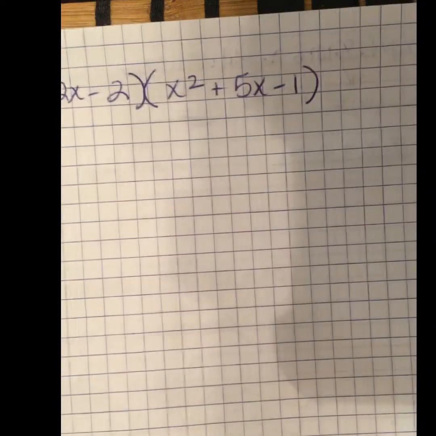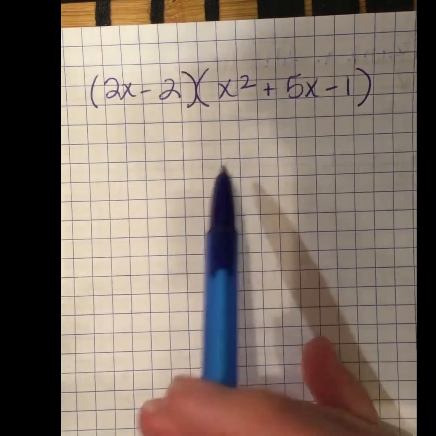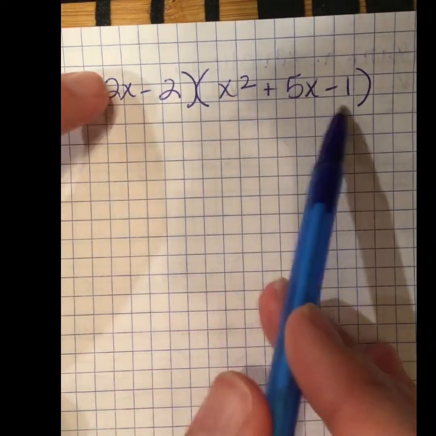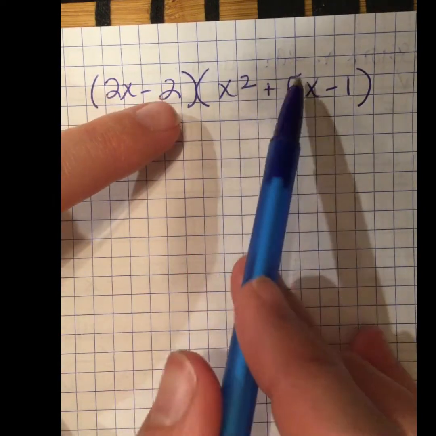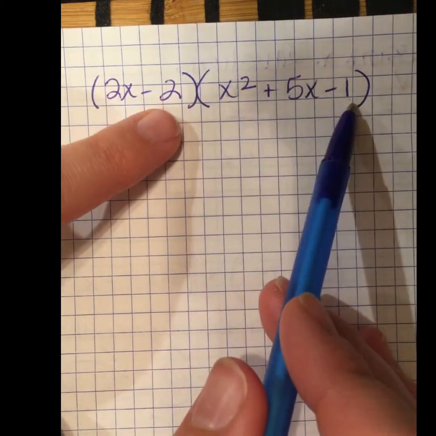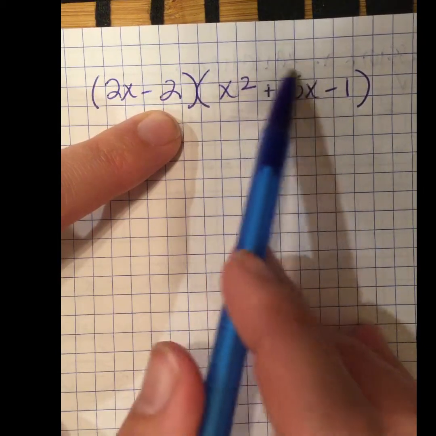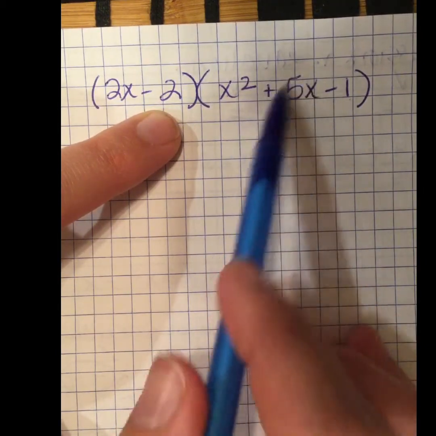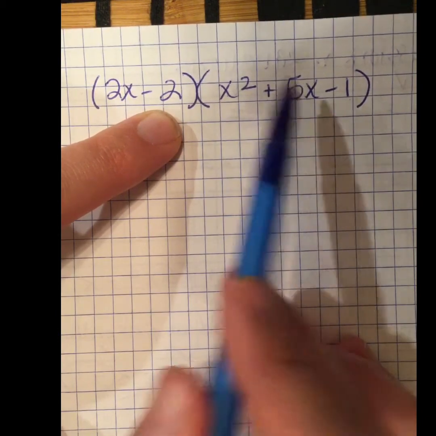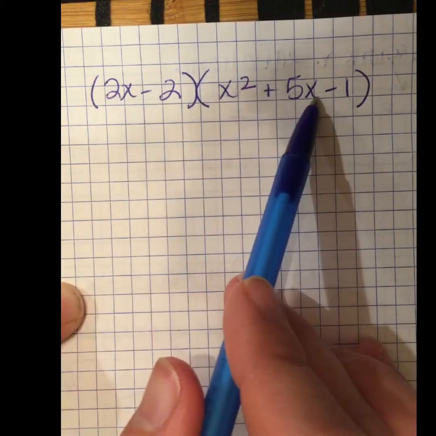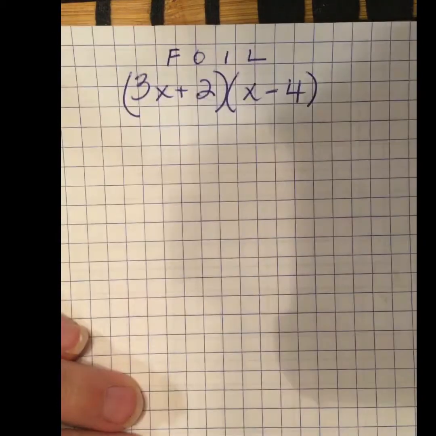The reason that doesn't work over here is because these would be our first, outer, inner, it kind of gets messy, and last. And this guy doesn't really get any attention, which is going to mean your answer is not going to be right. So FOIL does not work here. So let's talk about a different way.